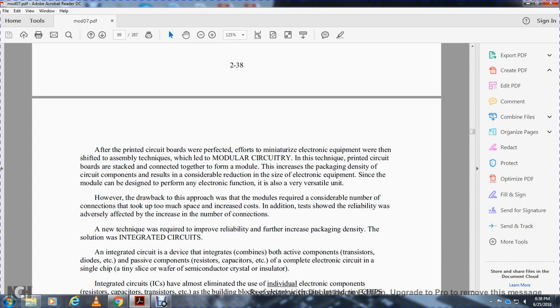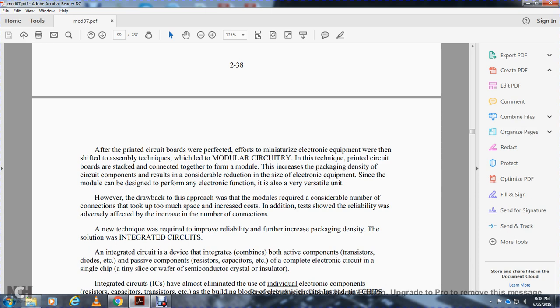After the printed circuit boards were perfected, the efforts toward miniaturized electronic equipment shifted to assembly techniques, which led to modular circuitry, with printed circuit boards stacked and connected together to form a module. This increased the packaging density of the circuit components, resulting in a considerable reduction in the size of electronic equipment. Since a module can be designed to perform any electronic function, it is also a very versatile unit.